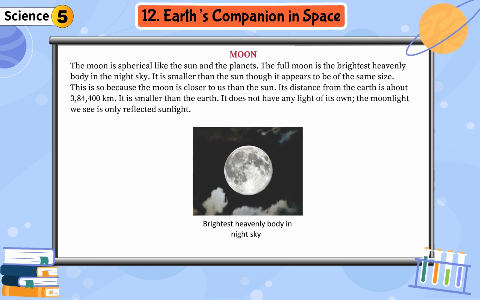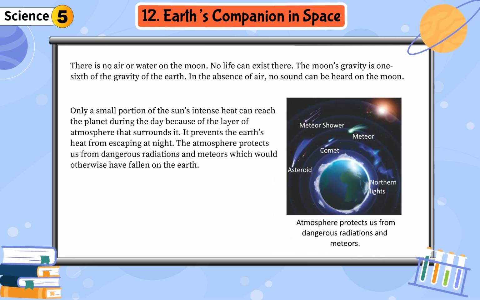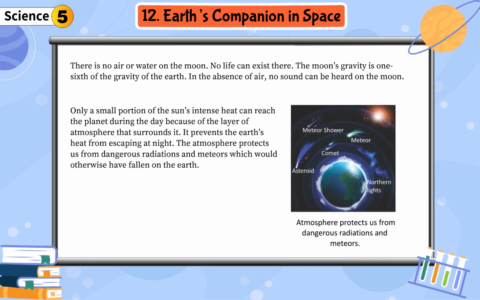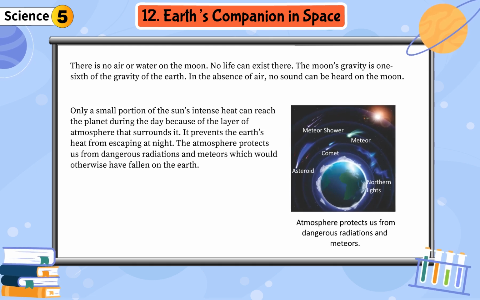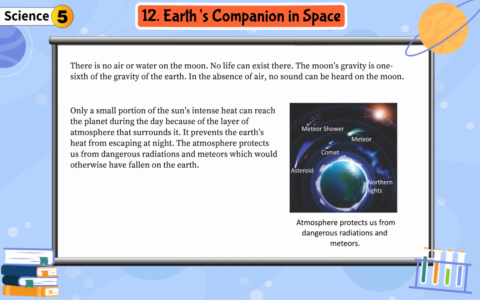It does not have any light of its own. The moonlight we see is only reflected sunlight. There is no air or water on the Moon. No life can exist there. The Moon's gravity is 1/6 of the gravity of the Earth. In the absence of air, no sound can be heard on the Moon.